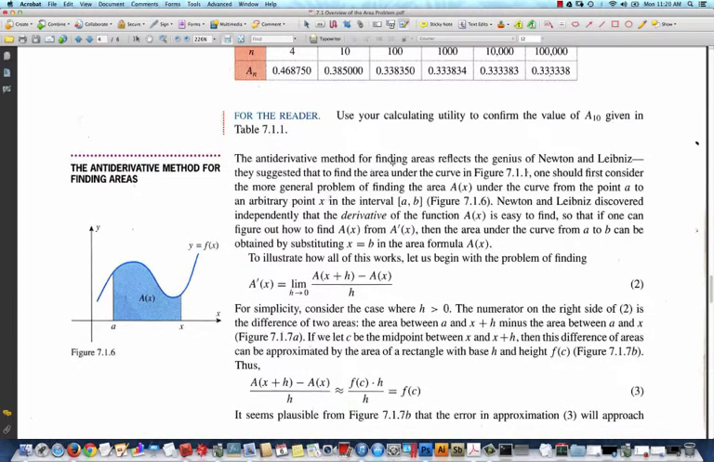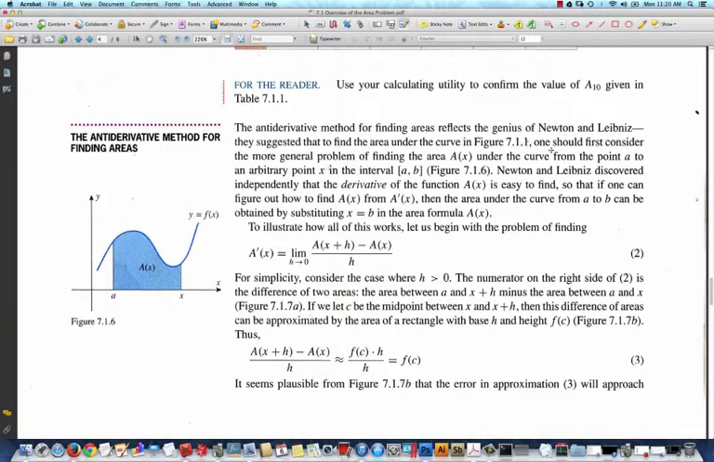The antiderivative method for finding areas reflects the genius of Newton and Leibniz. They suggested that to find the area under the curve from the very first picture that we saw, one should first consider the more general problem of finding the area, A sub x, under the curve from point a to an arbitrary point x in the interval from a to b. Newton and Leibniz discovered independently that the derivative of the function A sub x is easy to find, so that if one can figure out how to find A sub x from the derivative A prime of x, then the area under the curve from a to b can be obtained by substituting x equals b in the area formula A sub x.